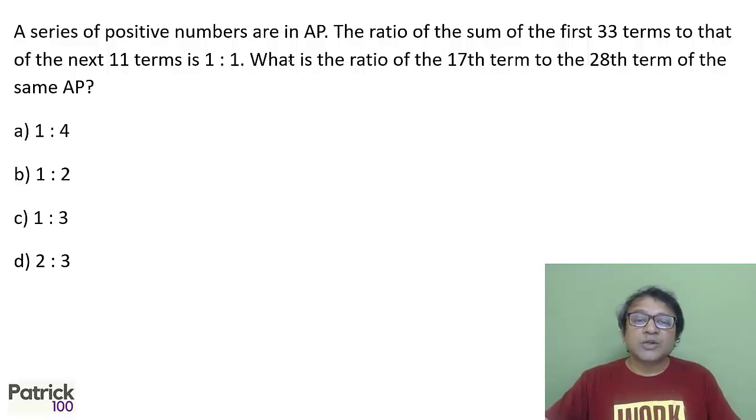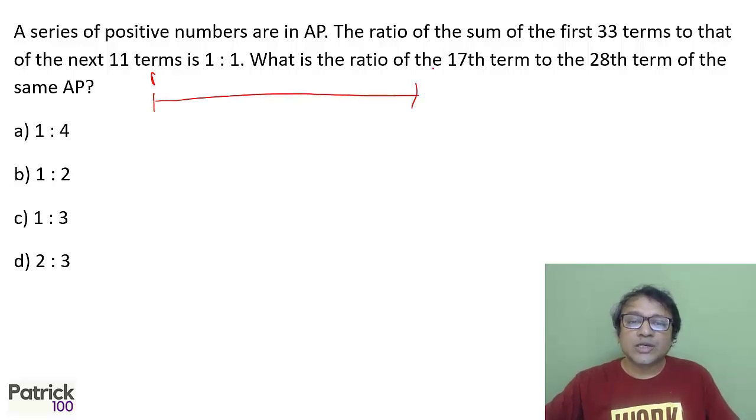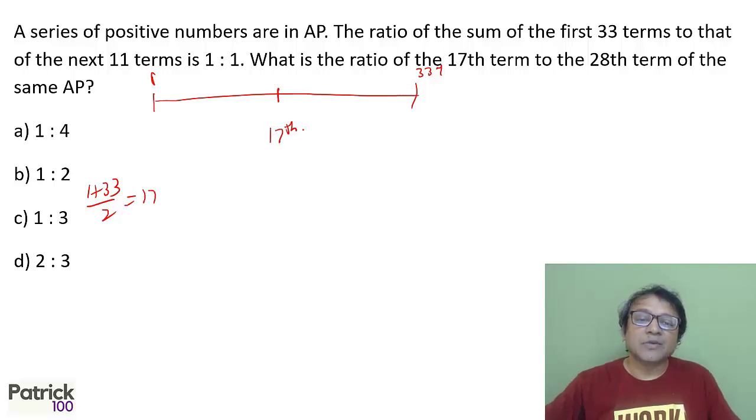A series of positive numbers in AP, the ratio of the sum of the first 33 numbers. So first to 33rd number. The average is the middle number. And the middle number is 1 plus 33 upon 2, 17th number. The middle number is the 17th number. The sum of all the numbers is nothing but the 17th number into 33.